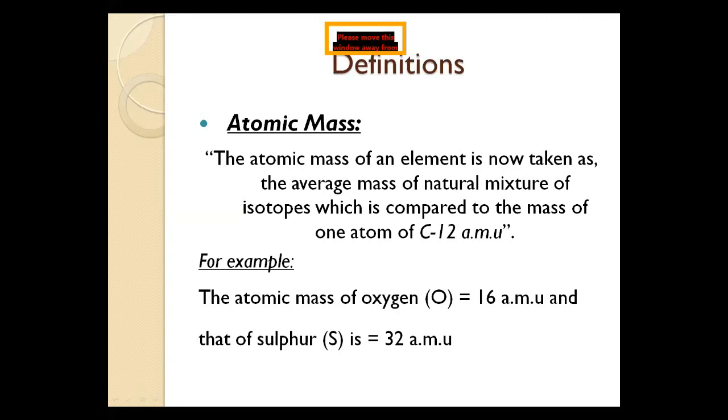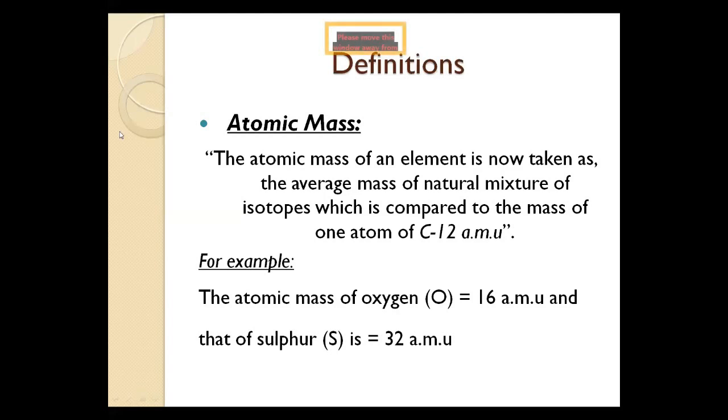Now, for example, the atomic mass of oxygen is 16 AMU, sulfur has 32 AMU, and hydrogen has 1. So we have these three different examples.